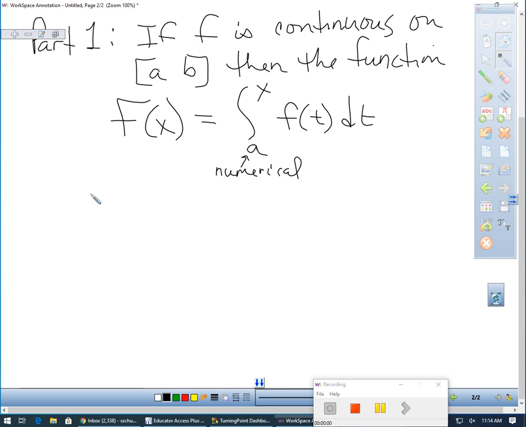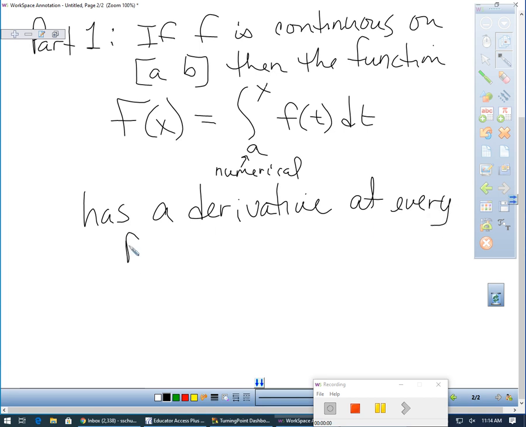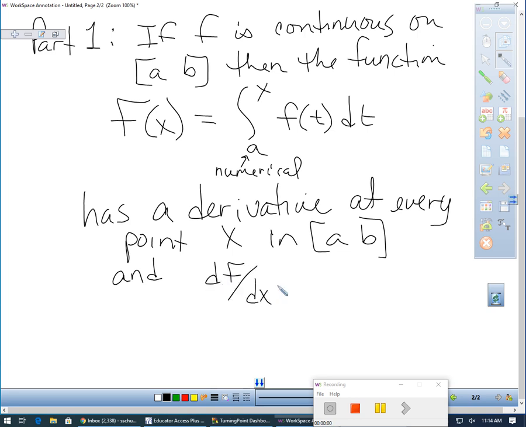It has a derivative at every point x within a to b. And df of dx is equal to the derivative of the integral from a to x of f of t dt, which equals f of x.